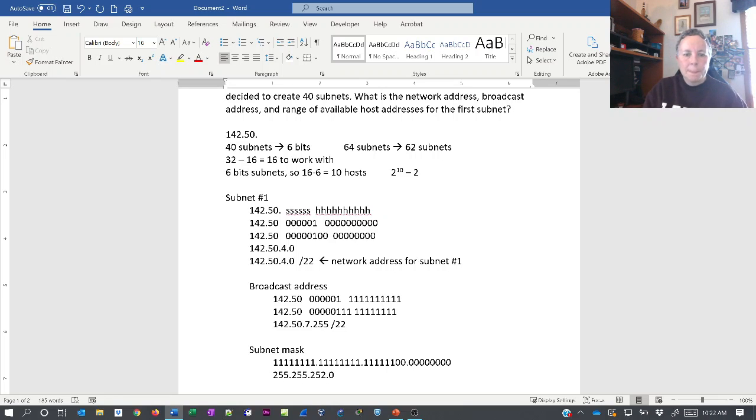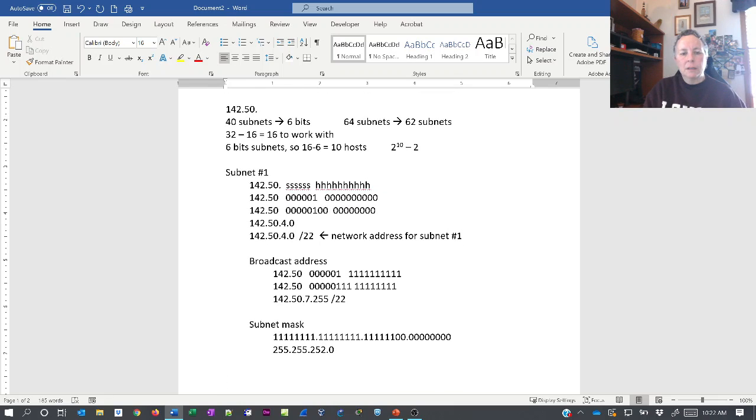So I have 255.255.252.0. And then my IP address range for hosts, or for devices on the network, would be 142.50.4.1, the one right after the network address, through 142.50.7.254, the one right before the broadcast address.